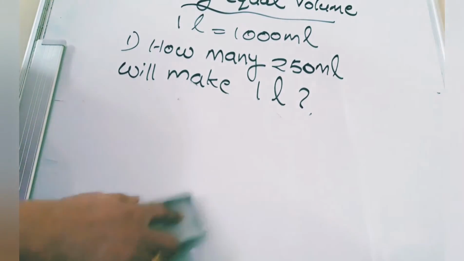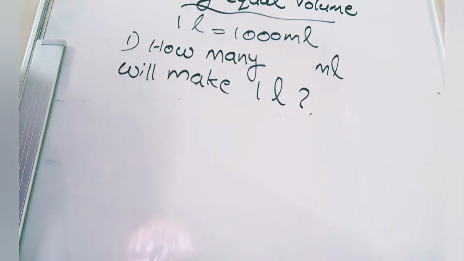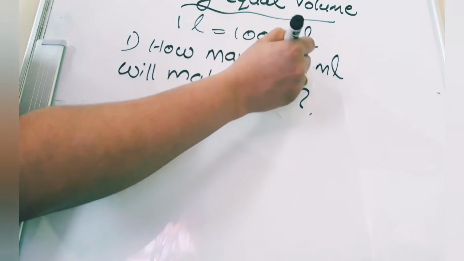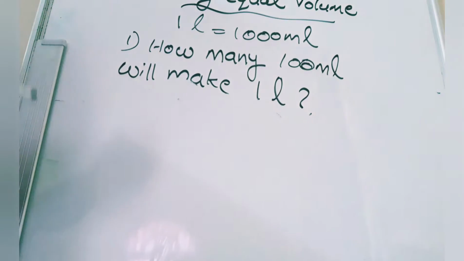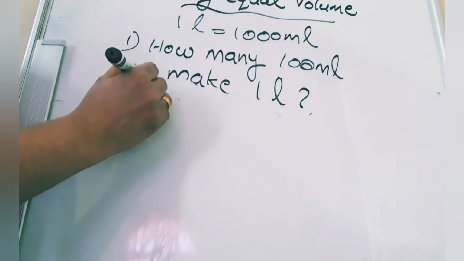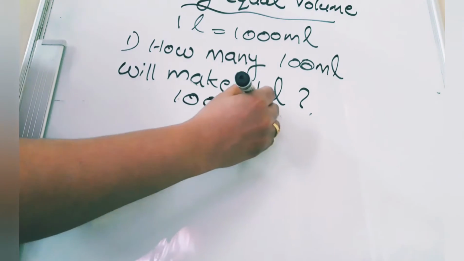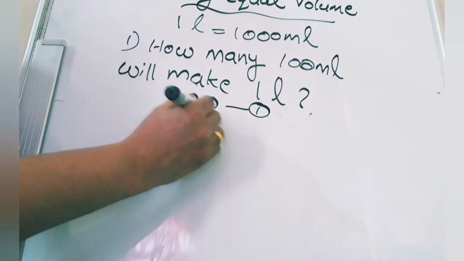This is very simple. How many 100 ml will make 1 liter? So here what you should do, one time you take 100. I will do it directly in the vertical method. Okay, one time, no? Second time.